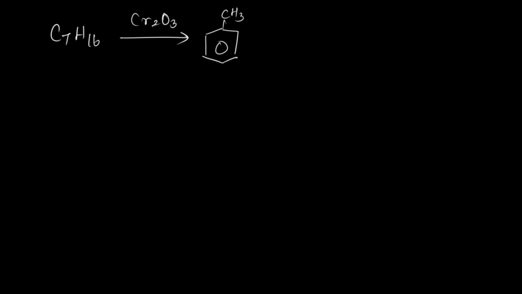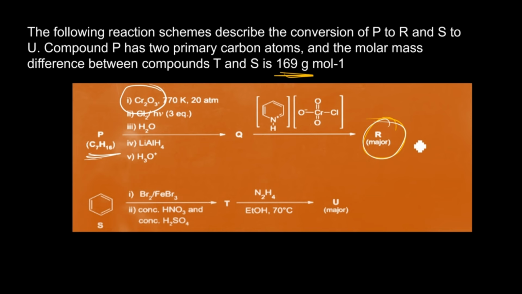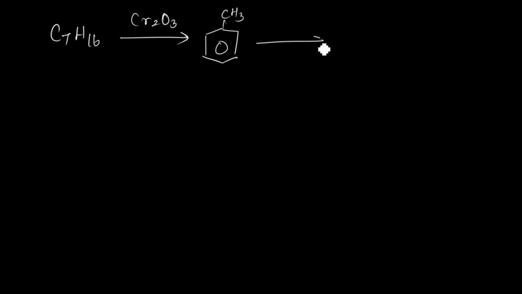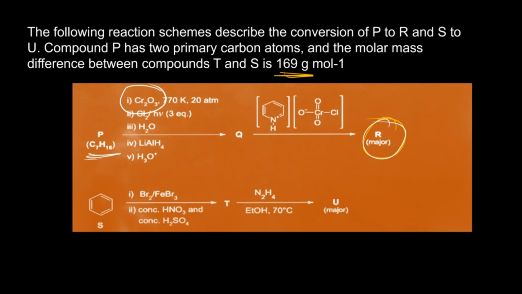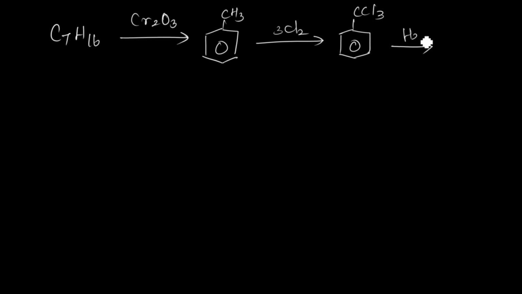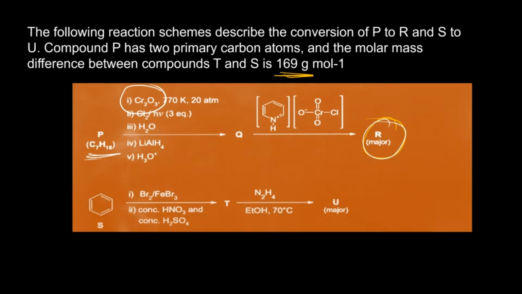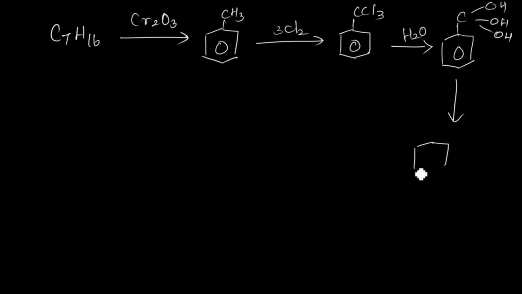Okay, toluene. Then the next reaction, Cl2 in the presence of heat, 3 equivalent, which means the hydrogens will be substituted by Cl. Then H2O, all Cl will be replaced by OH. That is not a stable compound at all. So immediately that will undergo elimination of water. This will produce COOH.